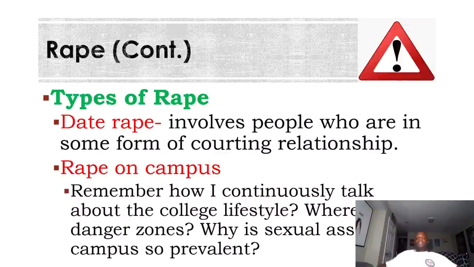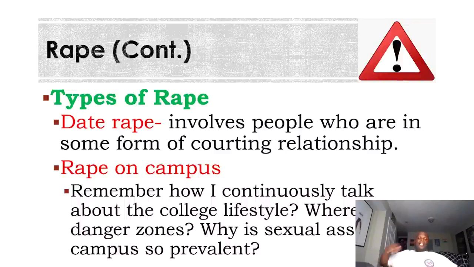So what are some types of rapes? Date rape. This is just when people are in a form of a courting relationship. They could be dating each other. They could be kind of going steady. Maybe they've gone out for a few dates. Maybe they are in a steady relationship, but that's a date rape.